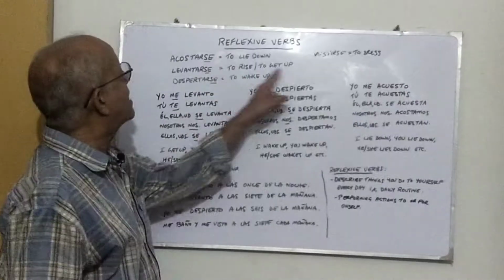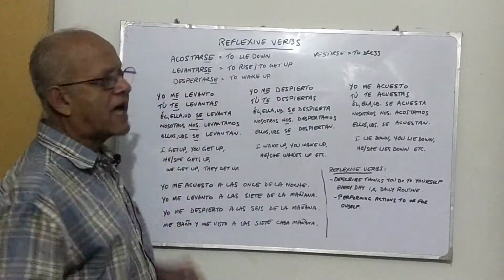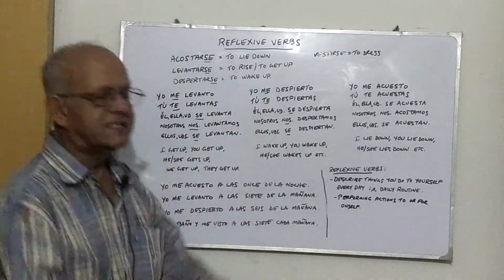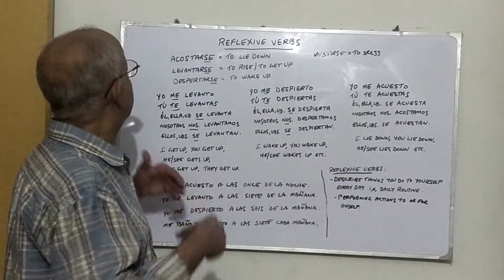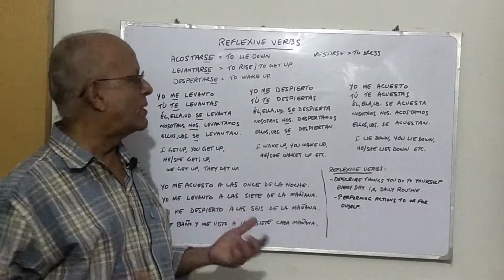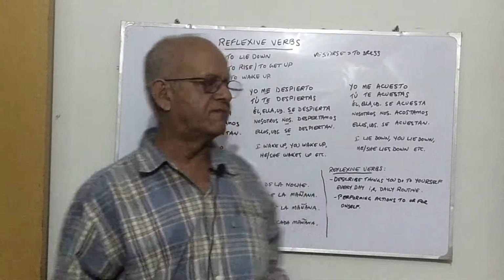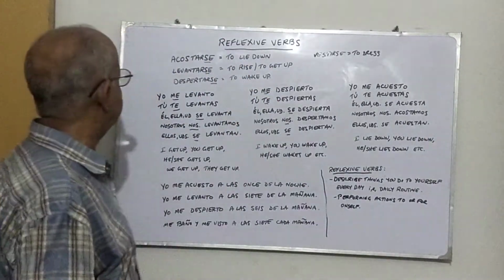All these verbs are reflexive verbs, and these are actions one does to oneself. Levantarse, to get up oneself. Despertarse, to wake up oneself. Acostarse, to lie down or to go to bed oneself. These are reflexive verbs.